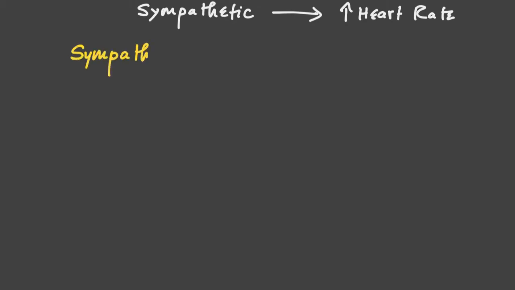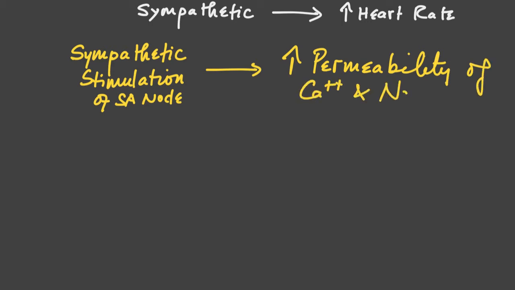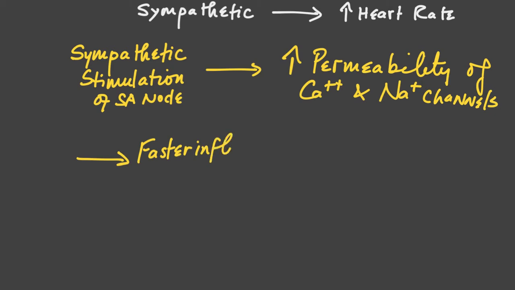Whenever you exercise, your heart rate goes up. This is because the sympathetic nervous system is turned on and it acts on the SA node, causing it to raise the heart rate. So let's see how that happens. Here we have sympathetic stimulation of the SA node. This causes the permeability of the calcium and sodium channels to go up. So the permeability, meaning the calcium and sodium channels open more, and so this increases the movement of sodium and calcium. Therefore, there is fast inflow of calcium and sodium.